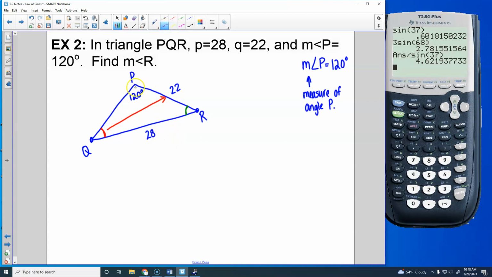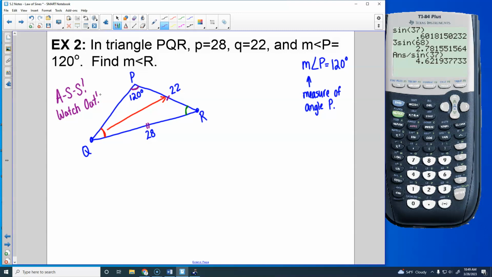I need to first think about what I've got. I've got this angle, I've got this side, I've got this side right here. Is my angle between my two sides? It is not. So I have got angle, side, side. Gotta watch out. This could be an ambiguous case problem. They give you permission to write angle, side, side on your paper without getting in trouble.